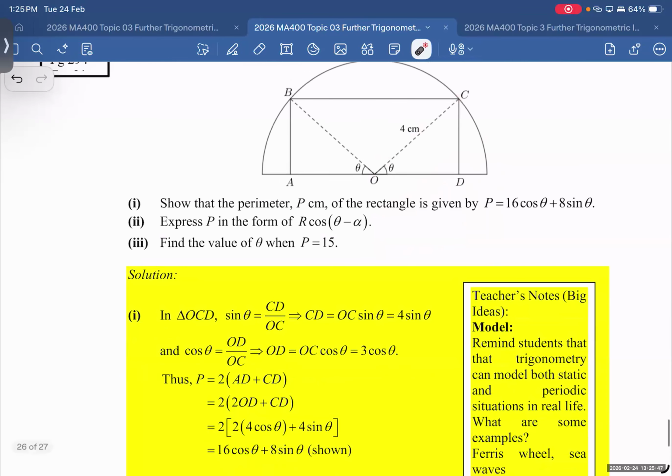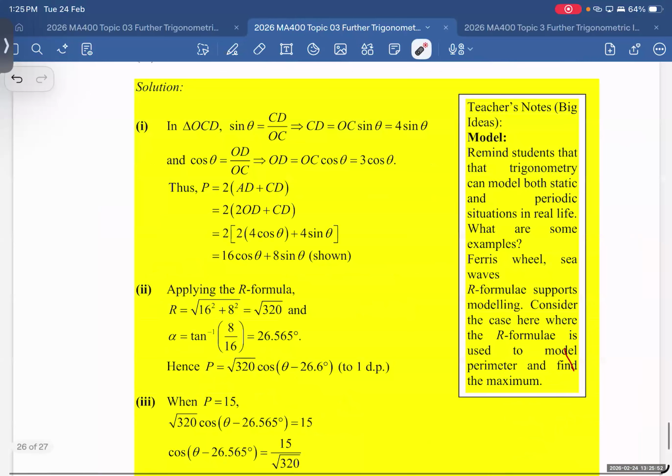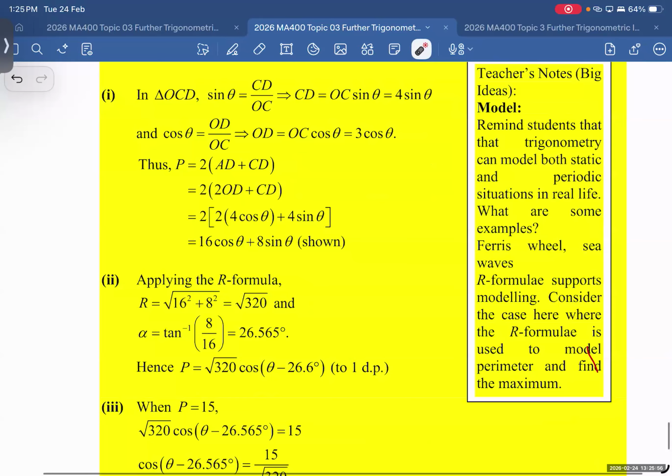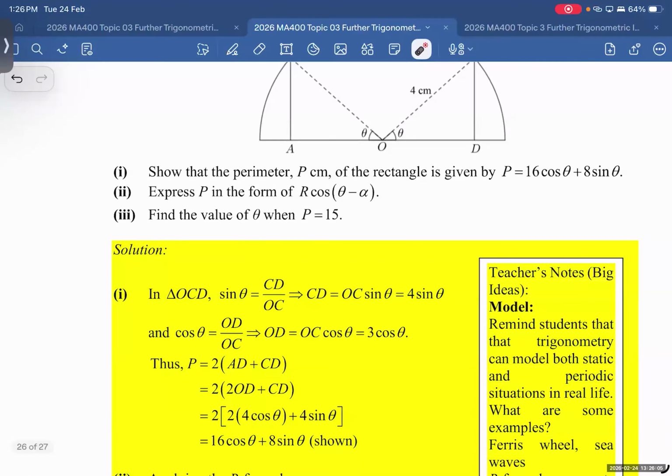Okay? Now, very commonly after that, you will do an R formula. This R formula here, do you need to simplify? It's up to you. Does it affect your answer? It doesn't. But after that, they'll like to ask you things like, what's the maximum value? What's the minimum value? So that's where you must consider.